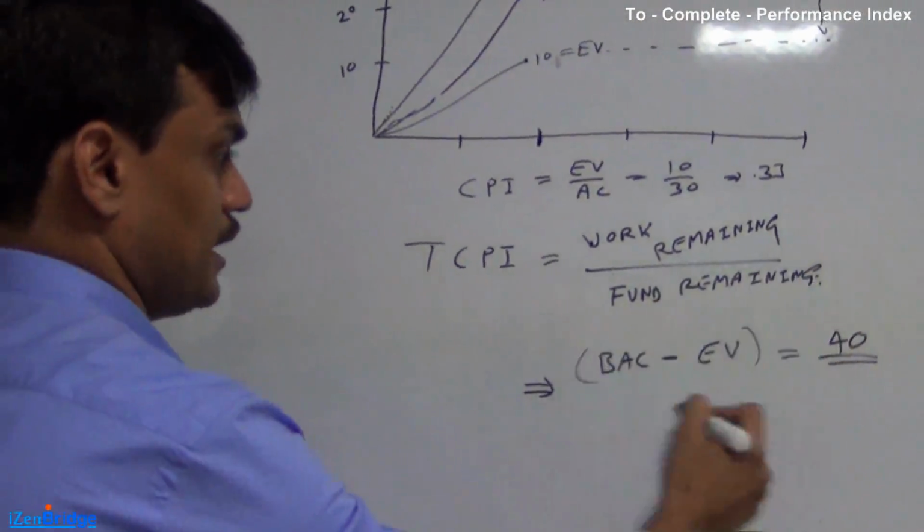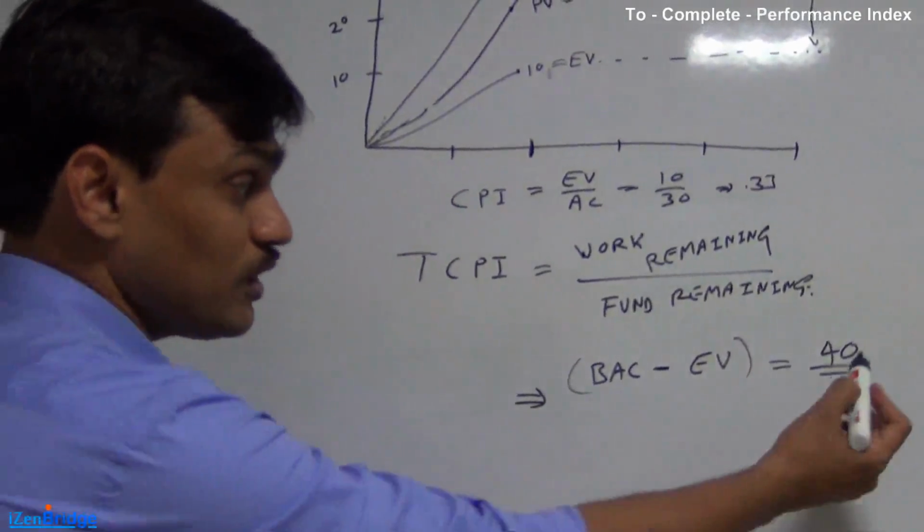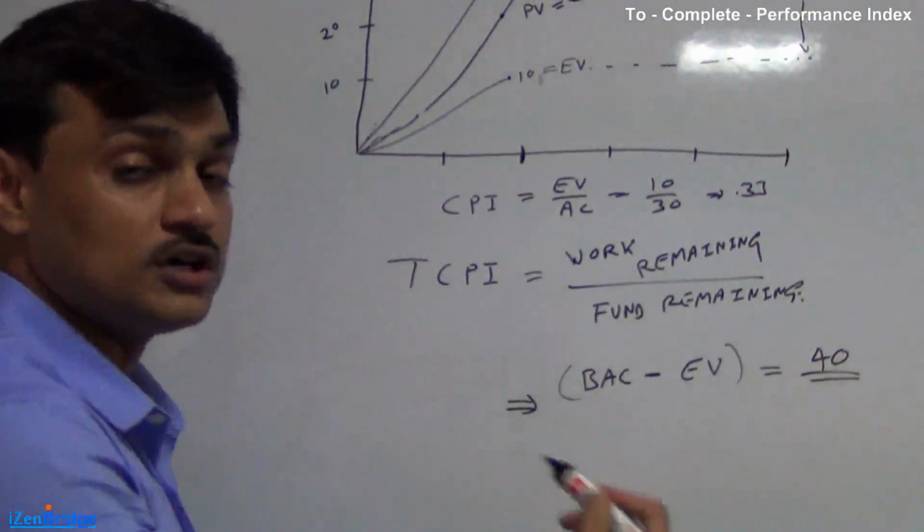Now what about fund remaining? How much money do you have in your project so that you can finish the work remaining of $40,000?